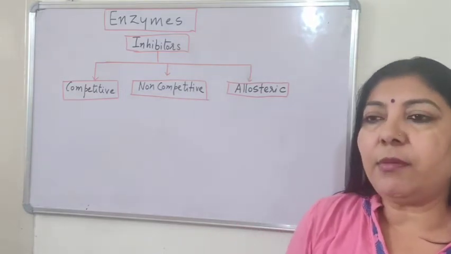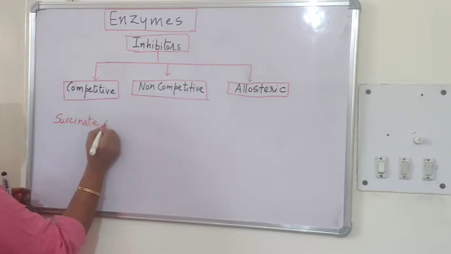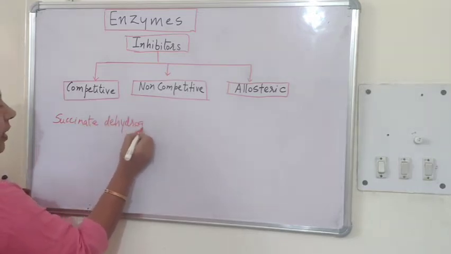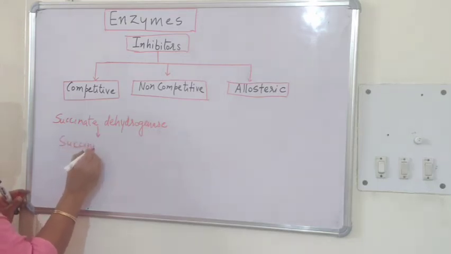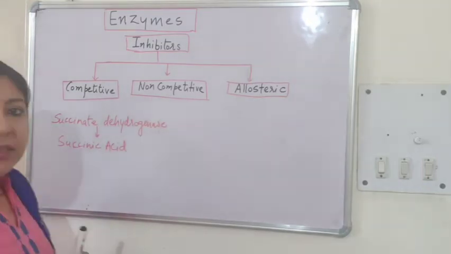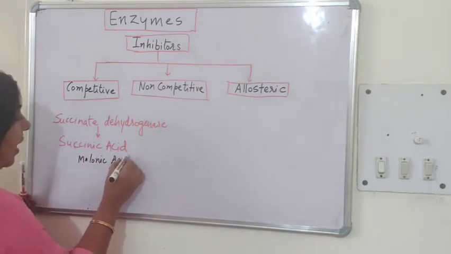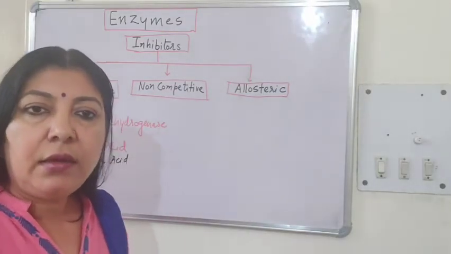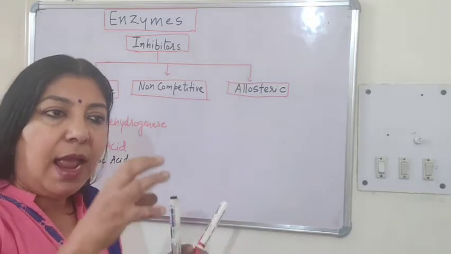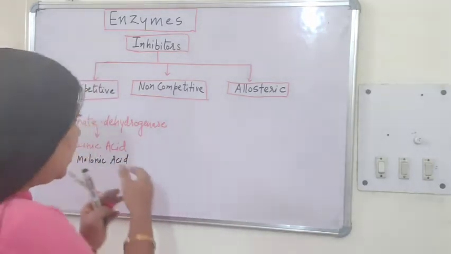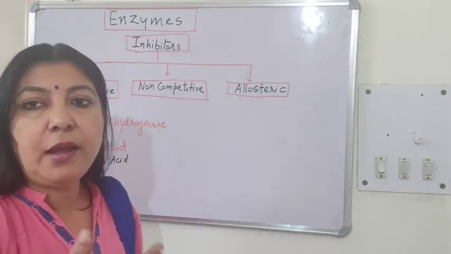For example, there is an enzyme called succinate dehydrogenase. The actual substrate on which it acts is succinic acid. But suppose instead of succinic acid, malonic acid has also entered the system. This malonic acid competes for the active sites because the structure of malonic acid is similar to that of succinic acid. So this succinate dehydrogenase can act on both depending upon the concentration.